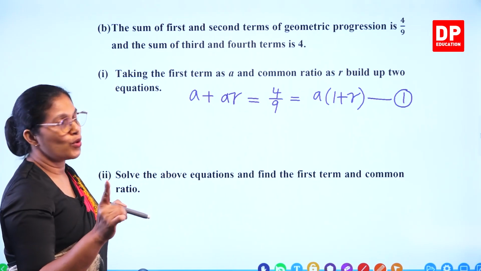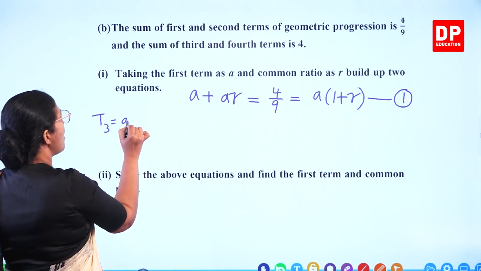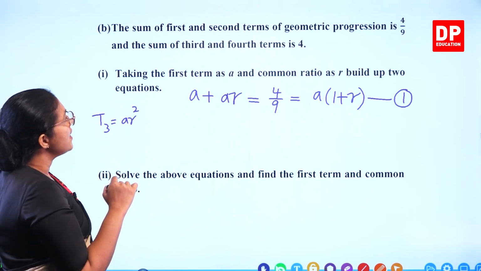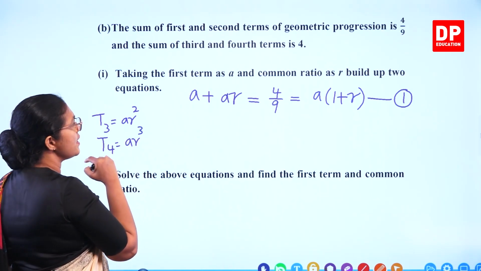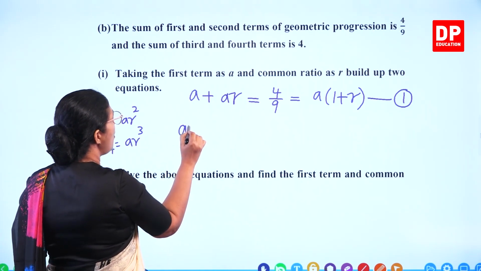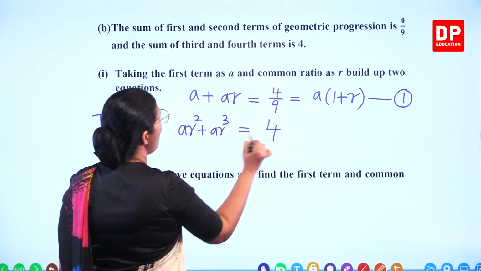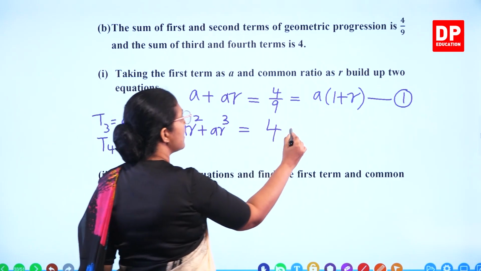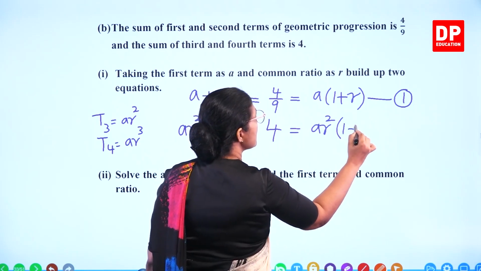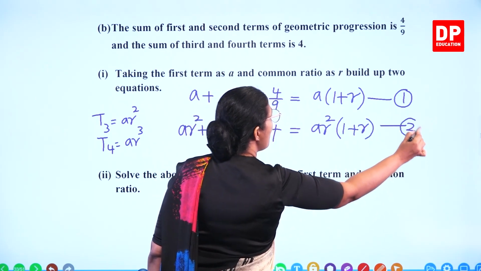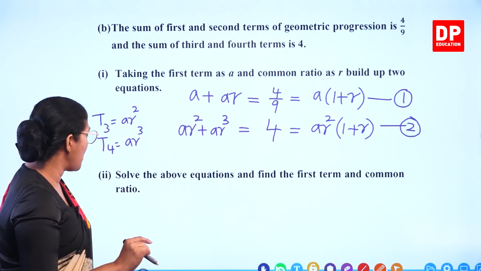What's the second one? Sum of the third and fourth. Third term, how can you write? Third term we can write as AR to the power 2. And fourth term you can write AR to the power 4 minus 1, that's 3. So we'll write that one. The sum of the third term and fourth term is equal to 4. Again, I can take A and R squared out and I'm getting 1 plus R. Now I need to solve. Next part it says solve the above equations and find the first term and the common ratio.